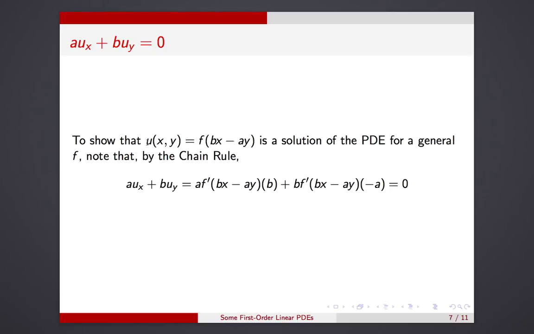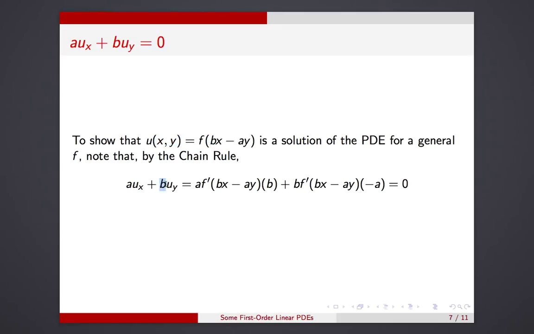So to show that this is a solution for any f, not just t squared or something, note that by the chain rule, a u_x plus b u_y equals, you've got your a here, and again, if u is this, the chain rule says prime the f, leave the inside alone, multiply by the derivative of the inside with respect to x, which is b.